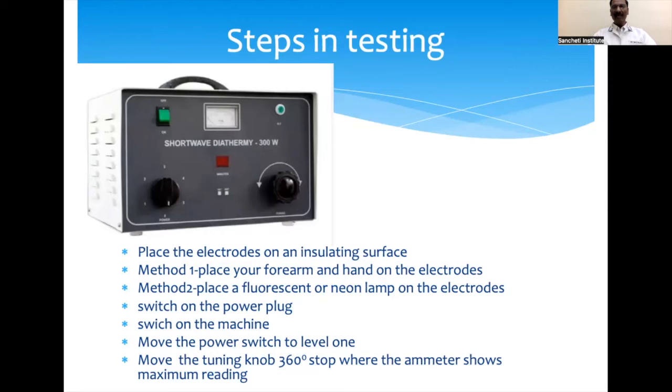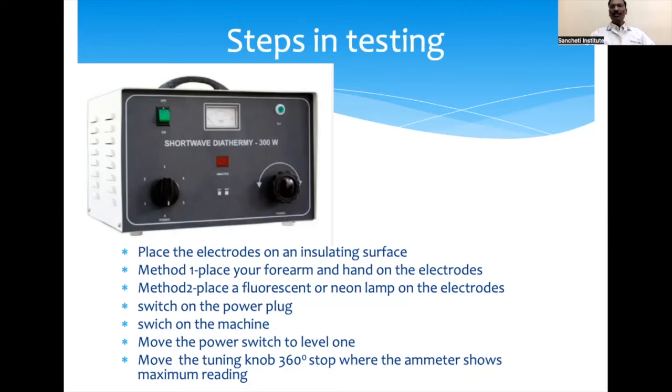And we see that both the electrodes are not very close; there is some distance between the two electrodes. Over the towel, we place our hand so that the hand is placed on both the electrodes. Then there are two methods of testing. The first one is by placing your hand. The second one is by placing a fluorescent or neon lamp.